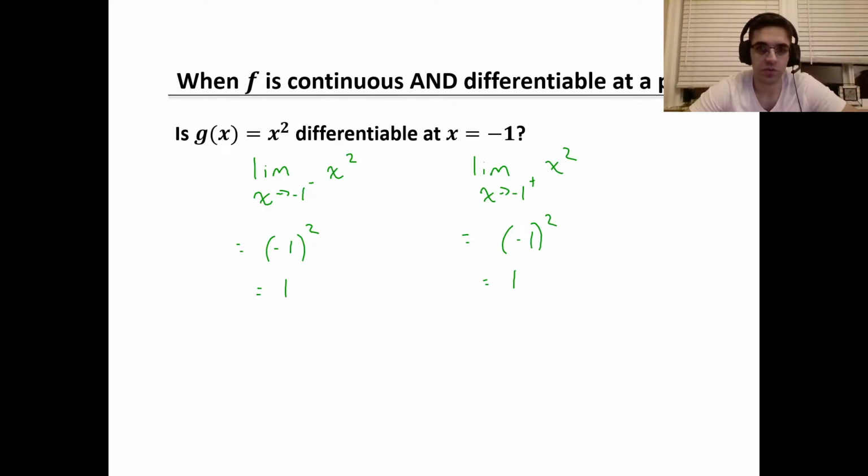Then for differentiability, and this might sound silly, if we look at the limit as x approaches -1 from the left of x squared, we can use direct substitution and see that it approaches 1. And if we look at the limit as x approaches -1 from the right of x squared, we do direct substitution, and yes, just like we found before, it's equal to 1.